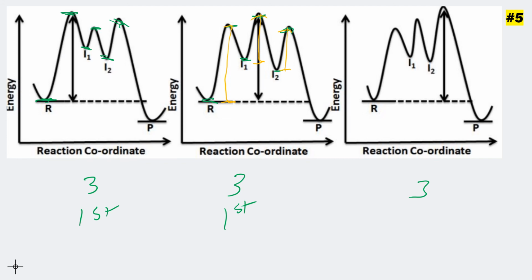Over here, again, from here to here, here to here, here to here. Again, the first one is the rate determining step because the greatest difference is between the transition state and the reactants for each of these elementary steps in this particular reaction. Sorry, elementary steps is a better word to use.